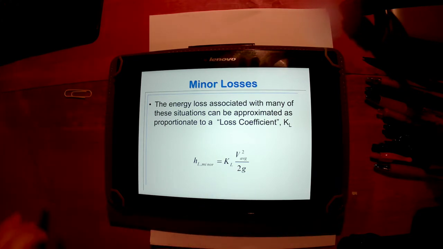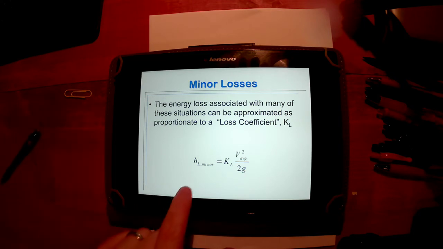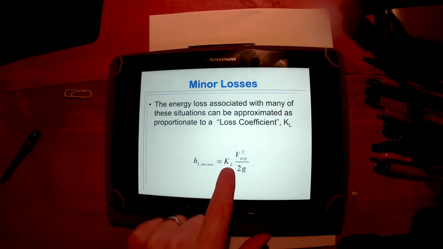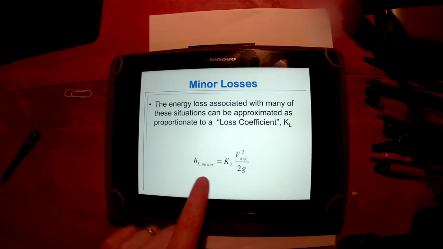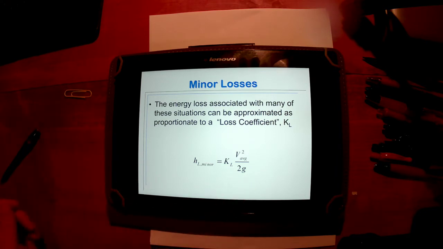That becomes this KL. So every time the flow changes, we can typically find a minor loss coefficient to attribute to that change, multiply by the average kinetic energy flowing through that fitting at that point, and that'll give us an approximation for the energy loss. And if we divide by gravity, we get the head loss. If you don't divide by gravity, you get the energy loss. If you multiply by density, you get the pressure loss associated with that minor change in the flow.